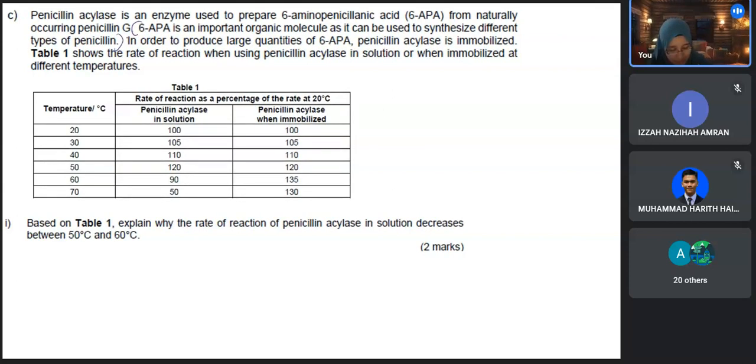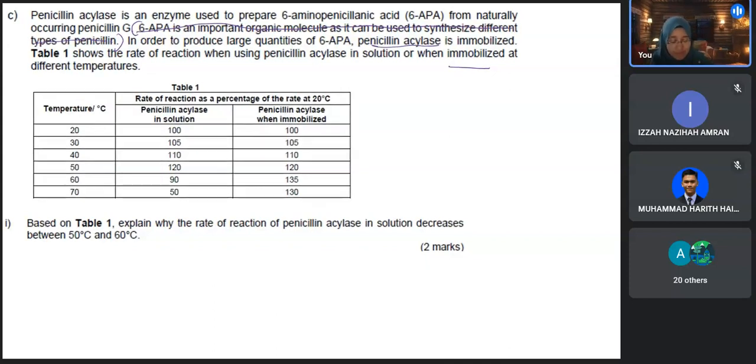6, ini distraction kan. So apa yang you all kena tahu, penicillin acylase is an enzyme used to prepare 6-APA, okay, from naturally occurring penicillin. So in order to produce large quantity of 6-APA, penicillin acylase, which is the enzyme, is immobilized. Okay, so table 1 shows the rate of reaction when using penicillin acylase in solution when immobilized at different temperature.